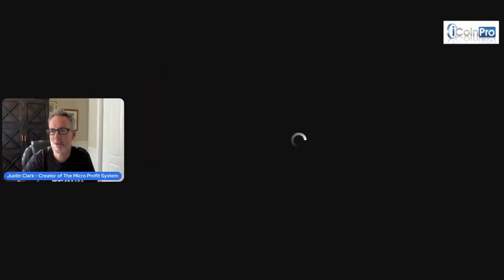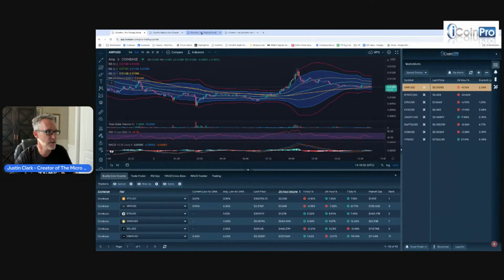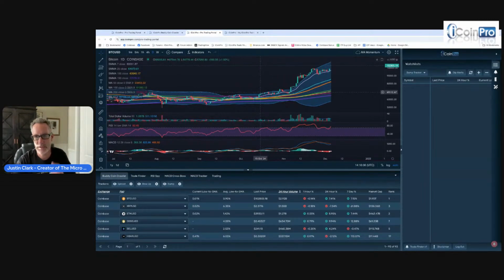All right, so we're going to get right into this and look at a chart setup called the MA Momentum Chart Setup. This is a setup we use in iCoinPro to evaluate where Bitcoin is overall. The reason we use this chart setup is because Bitcoin's a big bully, right?